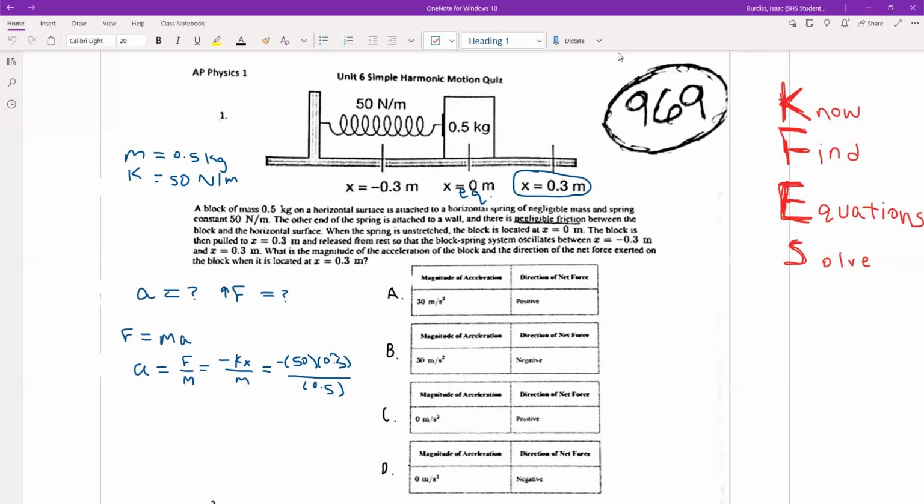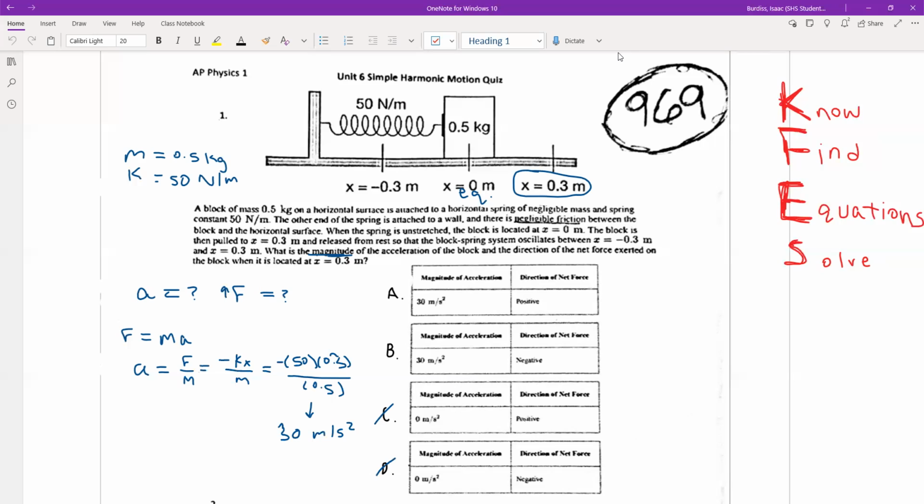And when we plug that into the calculator, we would get that the acceleration is 30 meters per second squared, really negative, but it only asks for the magnitude, so we only need to know 30. So that's why you need to pay attention to what it says. It says magnitude, so we don't need the negative. So we can cross out C and D because they don't show that acceleration is 30.